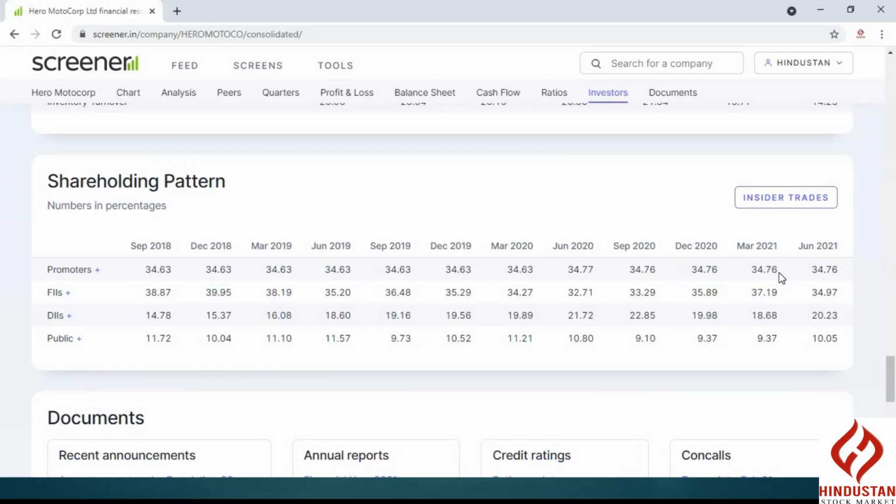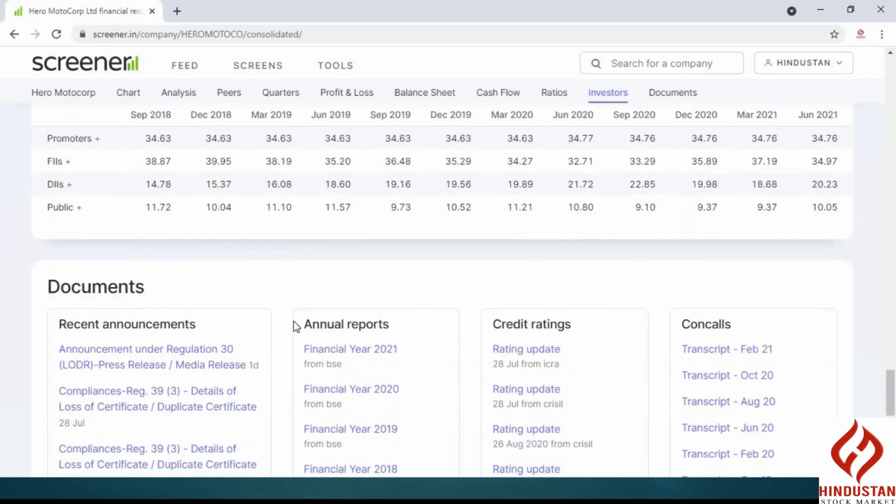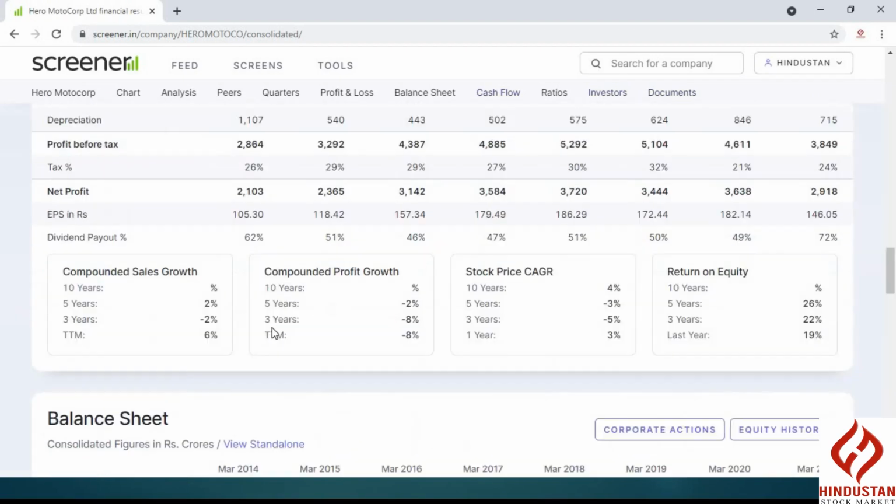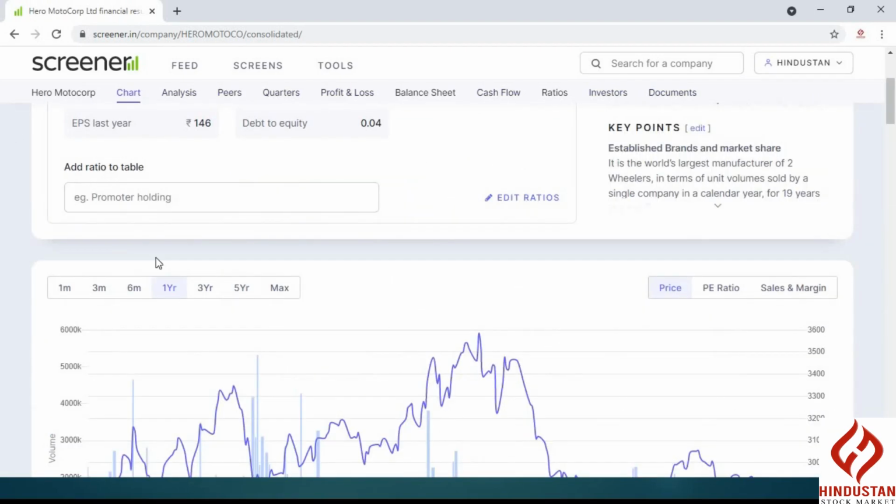See, with respect to promoters holding, one thing you should remember: if the promoters are holding more shares in their company, it always represents stability as well as the promoters' confidence in their own business. That is why at least they should hold 35 to 40% of shareholding in their company, right? So this is how you can analyze a company using this screener.in website.